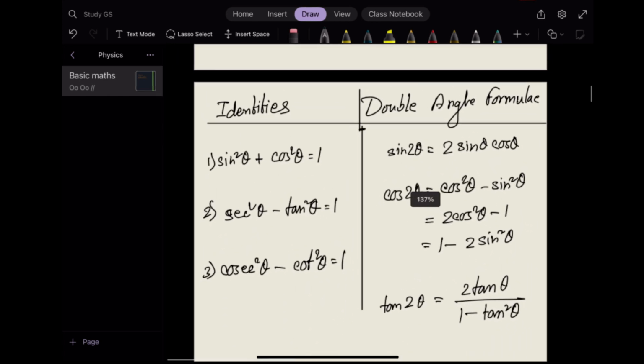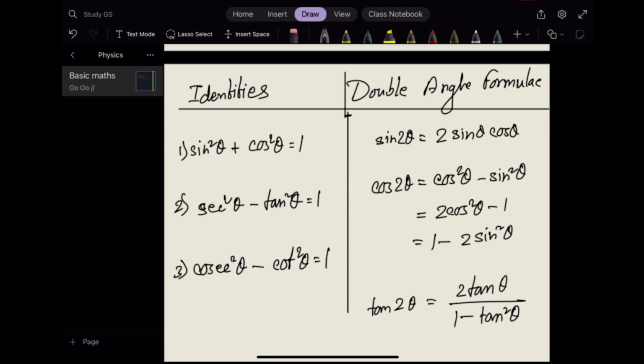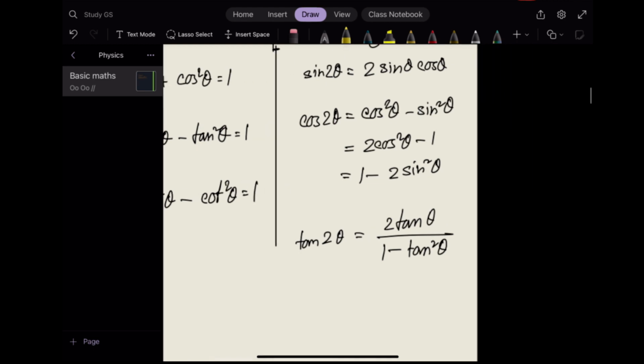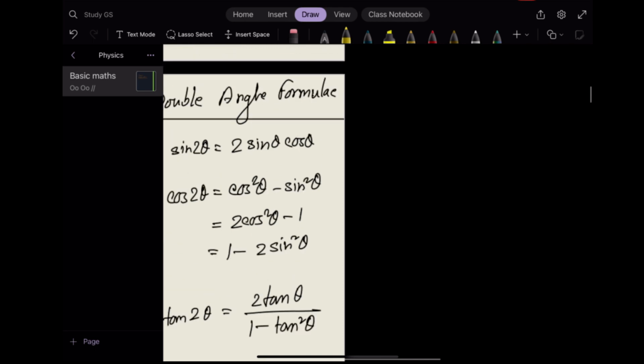Now let's move into identities and double angle formula. So here are some formulas. Sin square theta plus cos square theta is equal to 1. Sec square theta minus tan square theta is equal to 1. Cosec square theta minus cot square theta is equal to 1. If anybody doesn't know about sec theta, cosec theta, cot theta, let me explain a bit here.